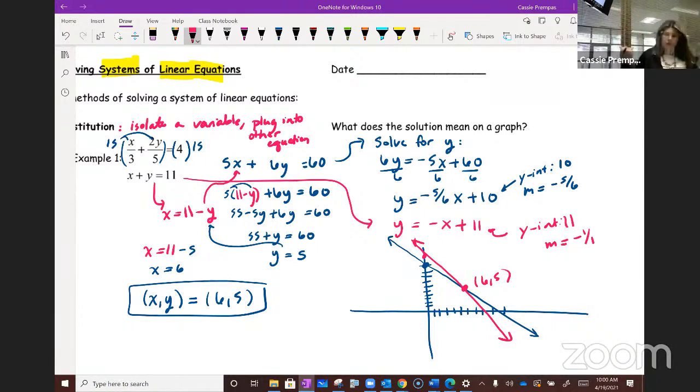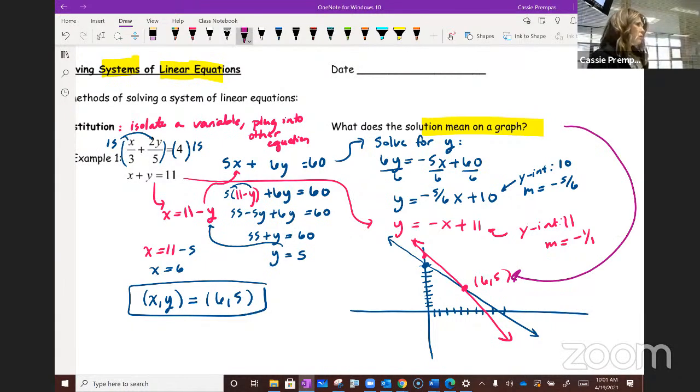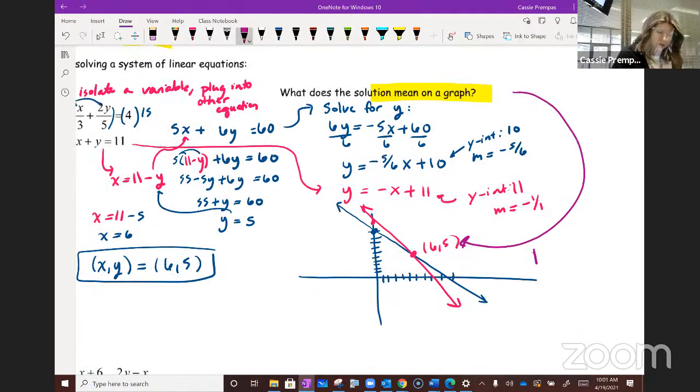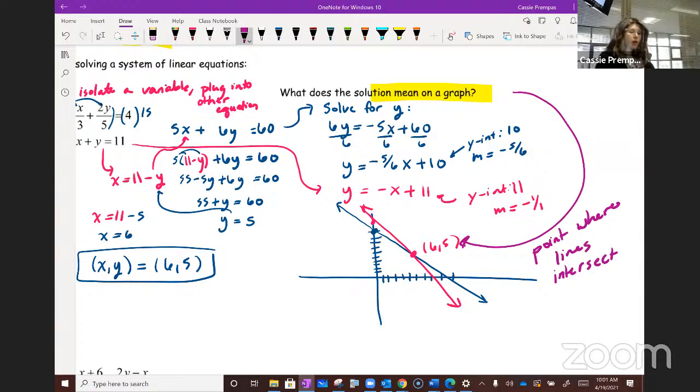What we have to remember is, what does this solution mean on a graph? What is it? The coordinate where the two lines do what? Exactly right. So it's the point where the lines intersect. If I asked you what's the solution to one line, you would say every single coordinate on that line. But now when I ask you what's the solution to two lines, you're looking for the coordinate that both lines share. You're looking for the point that would make both equations true.